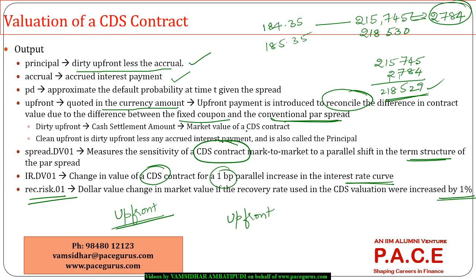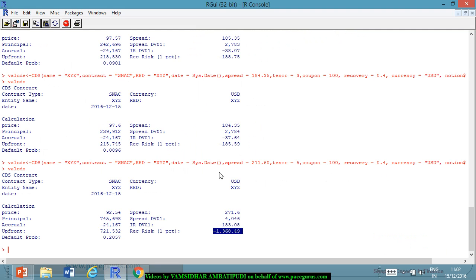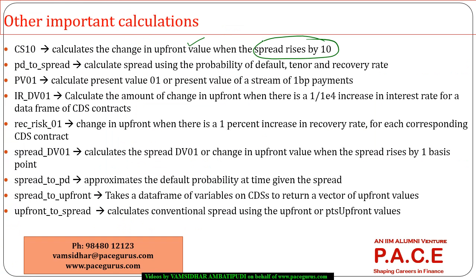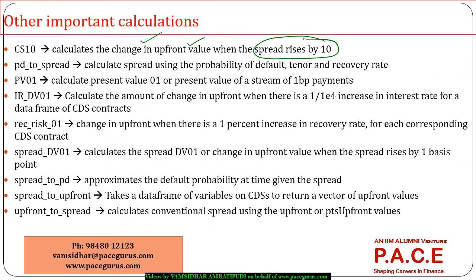Then, if required, I can also do a few important calculations. Probably now we don't need to look at all these things, but within this package you can see if I want to calculate the upfront value when the spread rises by 10. So instead of 184, if the spread increases by 10 to 194, what would be the change in the upfront value? Here we have got the 0, 1, but this will calculate with respect to 10.